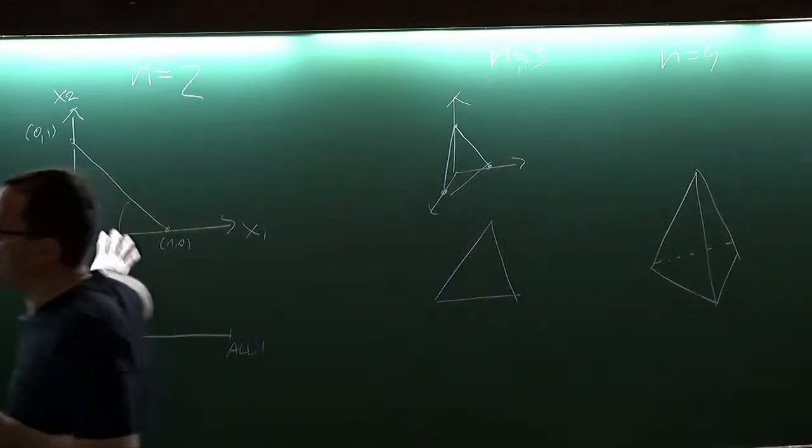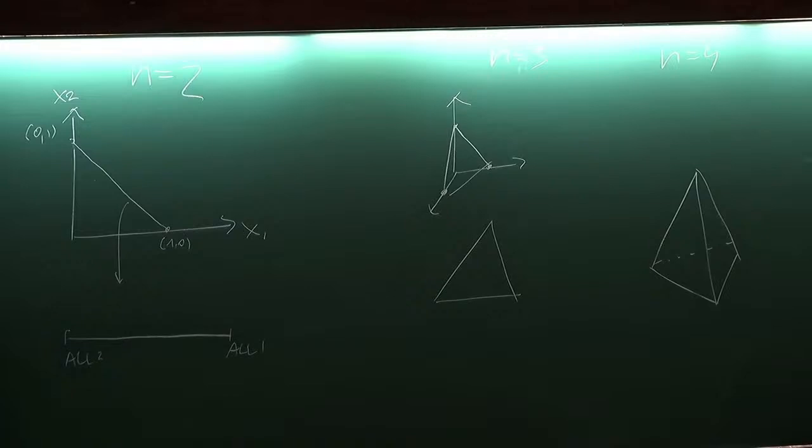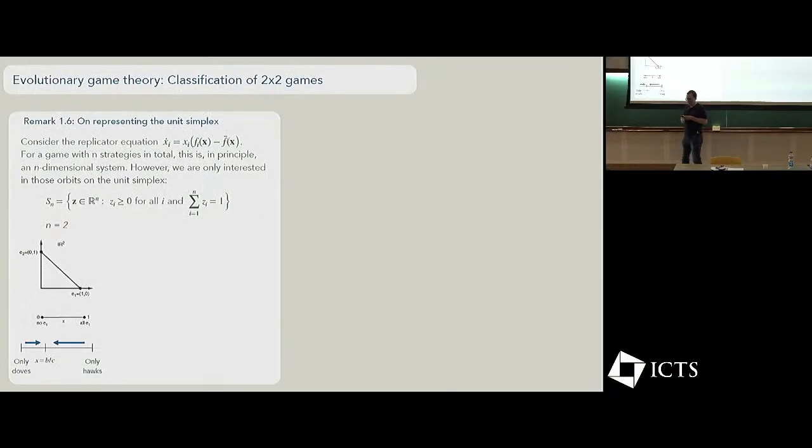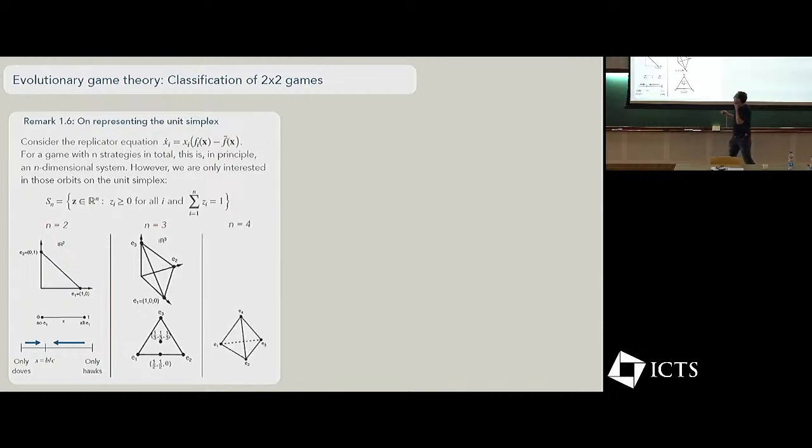Yeah, I just explained this so that you can understand some of my future pictures. So this is what I just showed you. Actually, you could look at R2, but what we instead do is look at the line. And actually, implicitly, I've already done this. When I talked about the hawk-dove game, I actually already restricted things to a line. And the same here, and the same here.